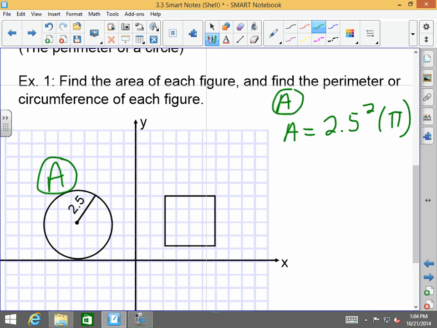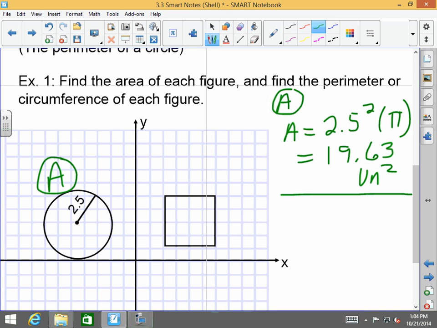And 2.5 squared, I believe, is 6.25. Okay. That's 6.25 times the pi button on any calculator will give you an area of 19.63 units squared. Area is always squared.